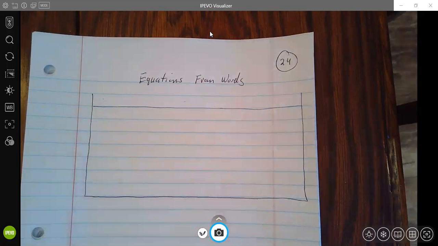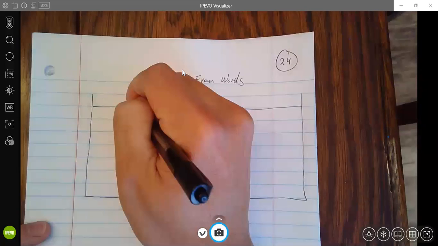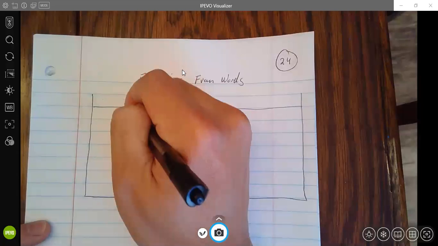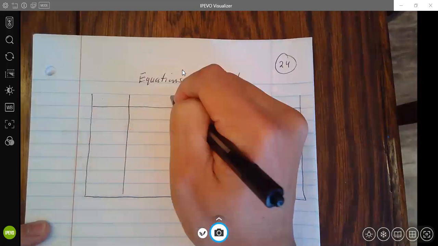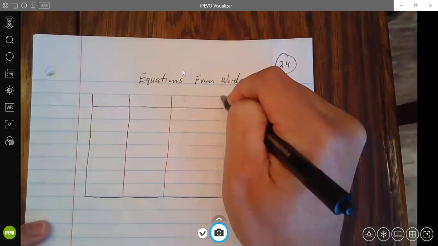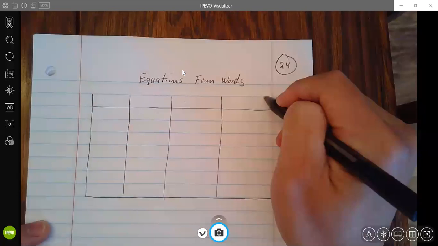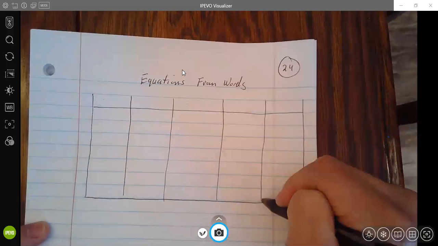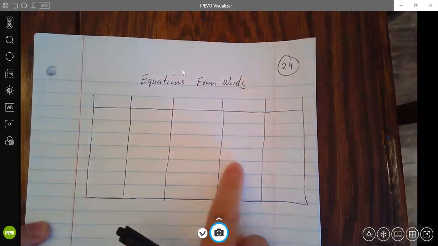All right, now I want to make 5 columns. It doesn't have to be perfect. Mine is definitely not going to be perfect, but try to make 5 columns. 1, 2, 3. So you're going to do 4 lines. 4 lines within your table will make 1, 2, 3, 4, 5 columns.